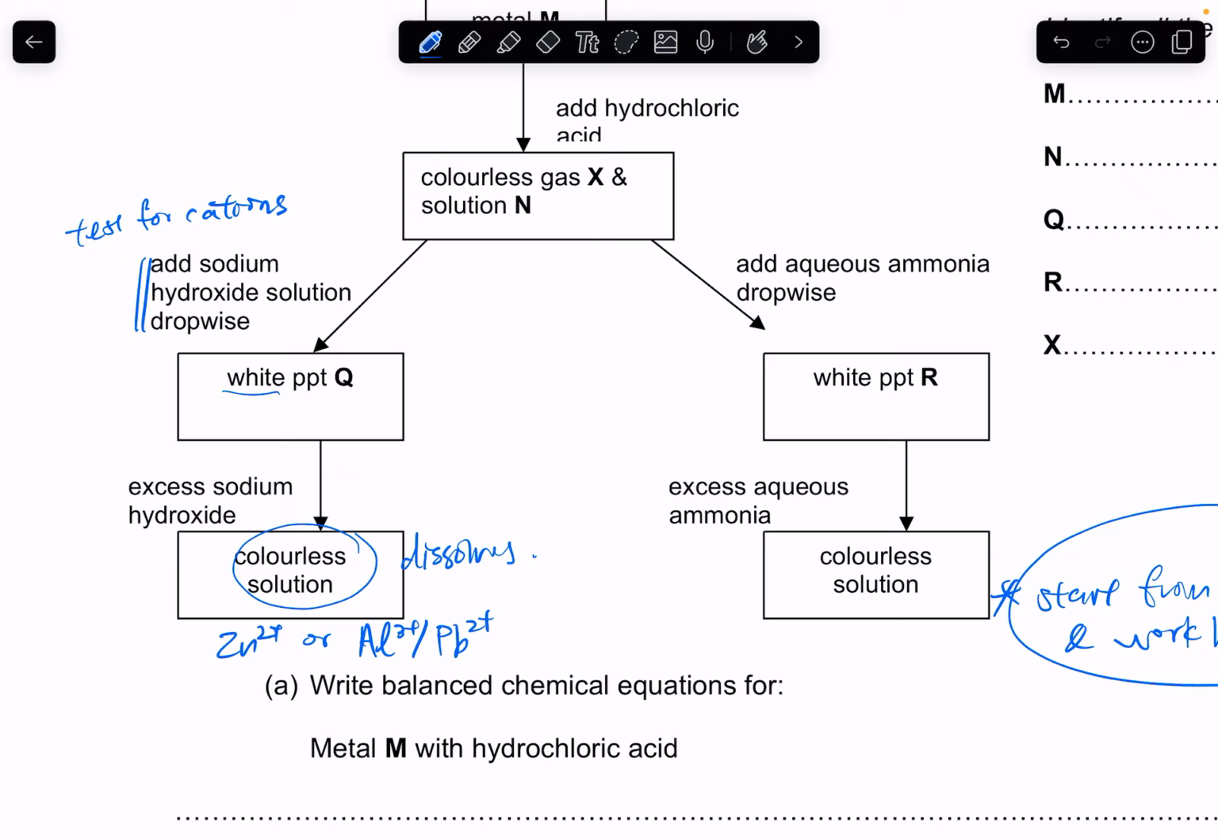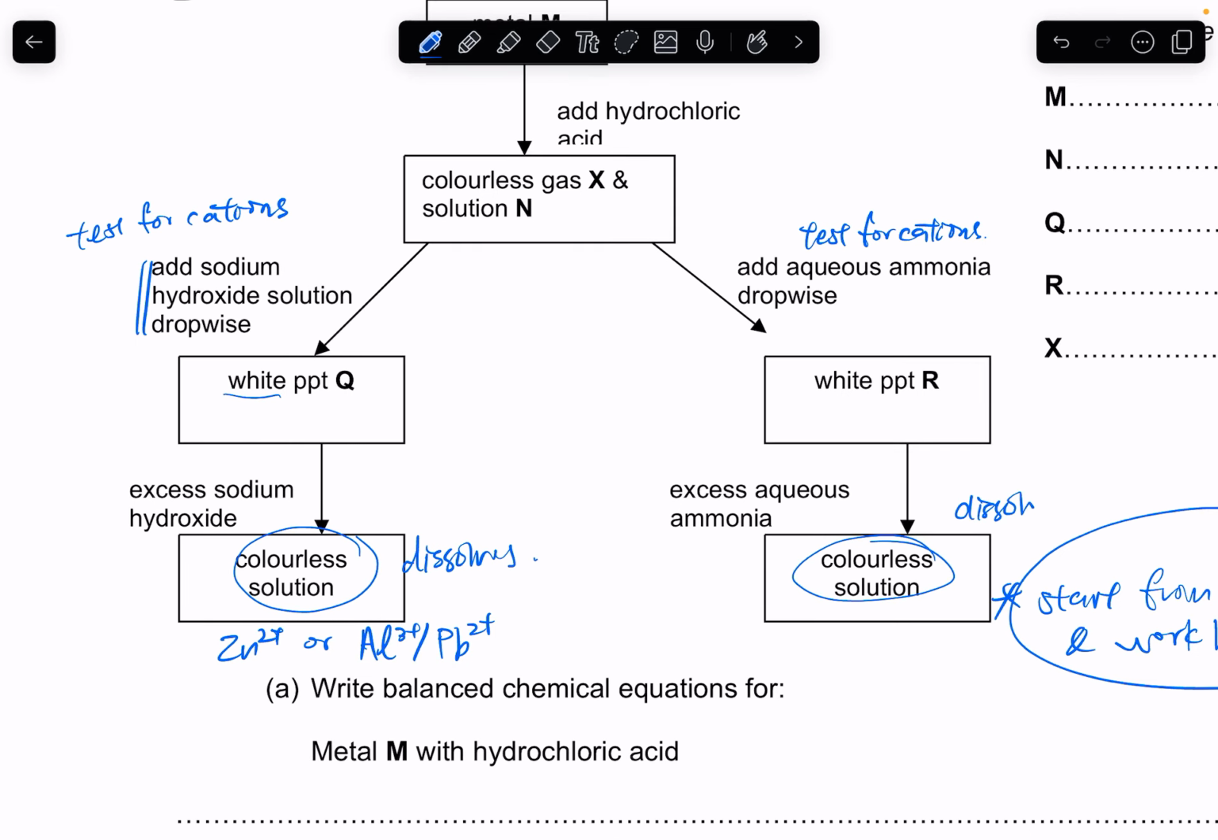Then we look to the right hand side. We see that when you add aqueous ammonia dropwise, again, this is the test for cations. White precipitate forms, add excess, again gives a colorless solution, means it dissolves. So this will be only Zn2+. So now I can confirm it's Zn2+ and not aluminium or lead.